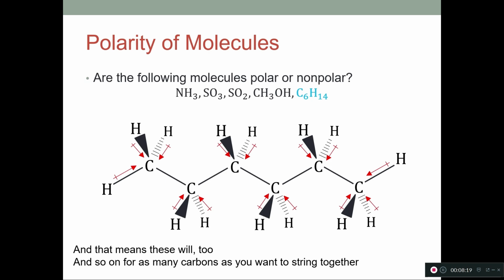No matter how many carbon and hydrogen bonds we put onto here, we will end up with something that is non-polar. They will always all cancel each other out. And so anything that is just a hydrocarbon, like the hexane here, is going to be non-polar.